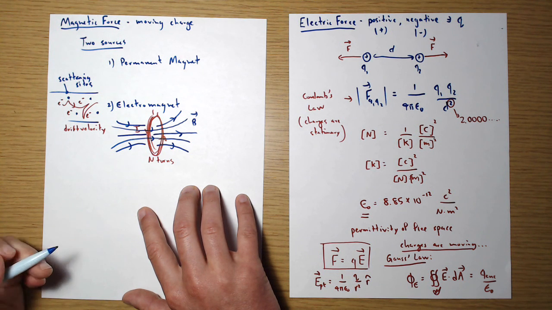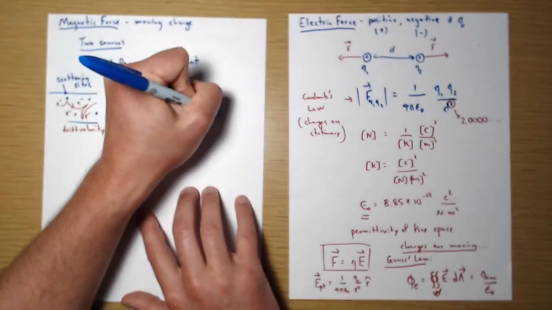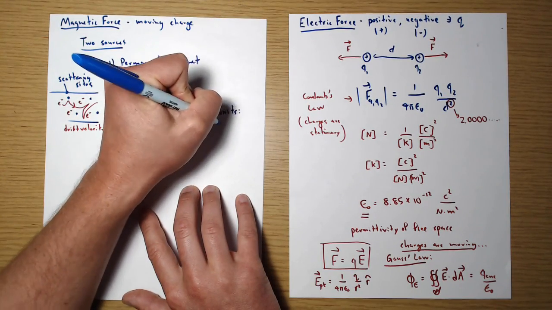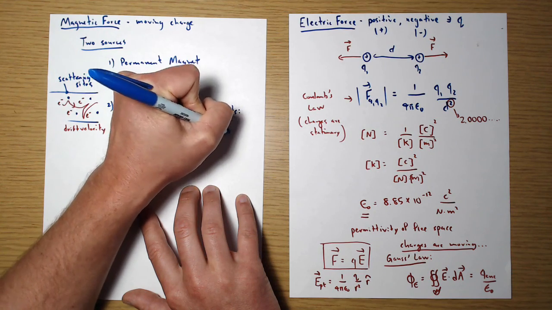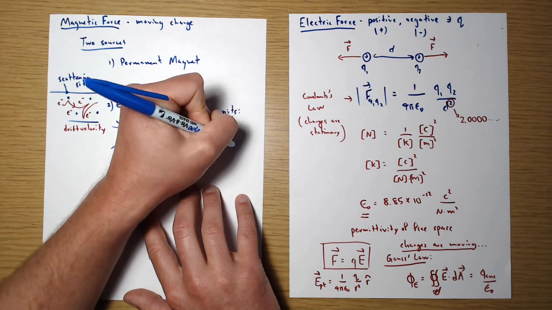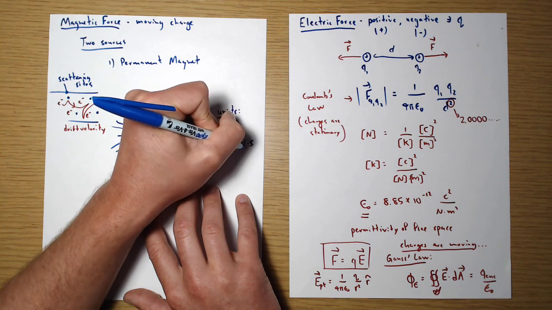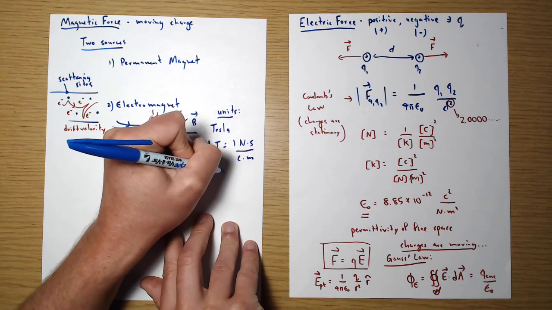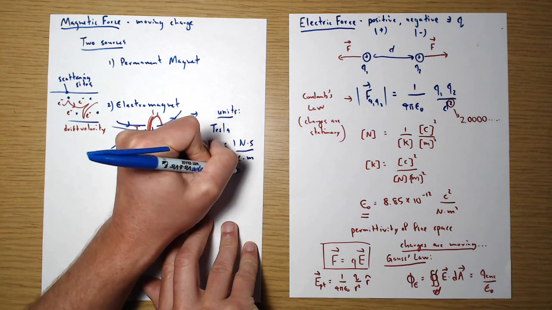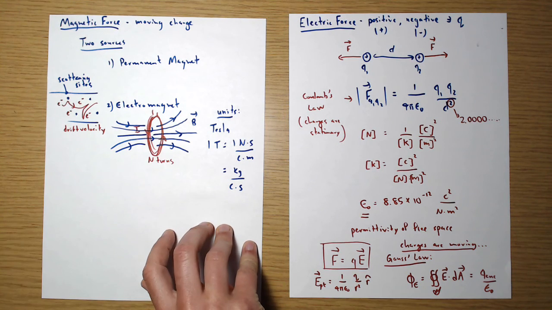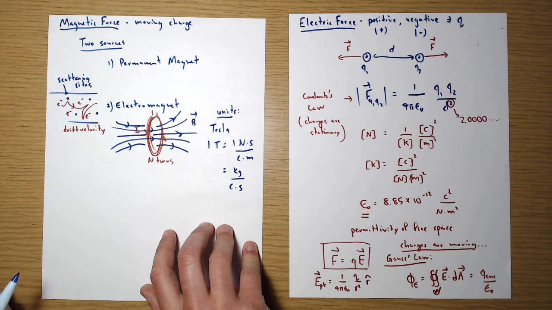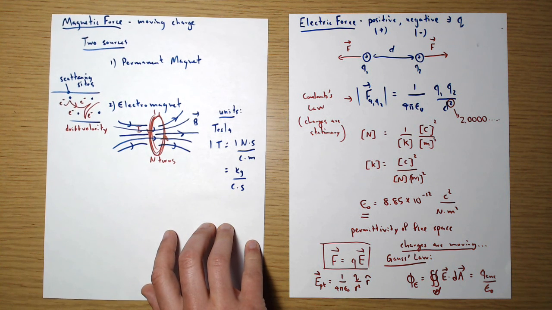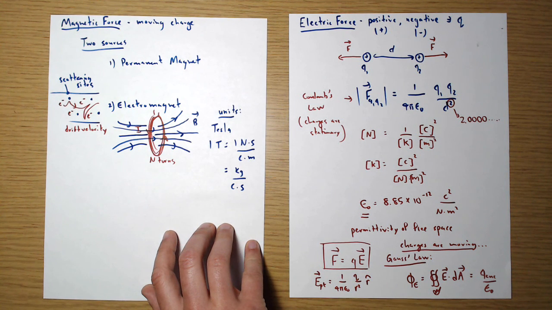So let's talk about units for a second. What's the unit for magnetic field? The unit is the Tesla. And 1 Tesla equals 1 Newton second per Coulomb meter, which, if you break it down, is kilogram per Coulomb second. Now this might seem a little strange as far as units go, but we'll talk about this in a moment and where this comes from.